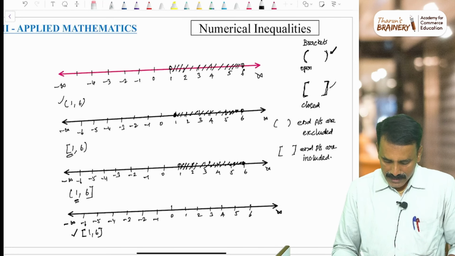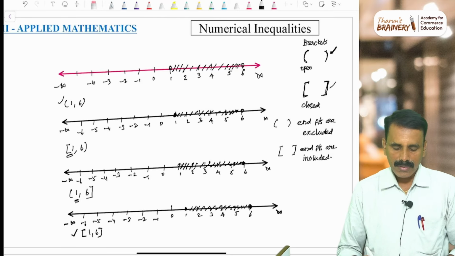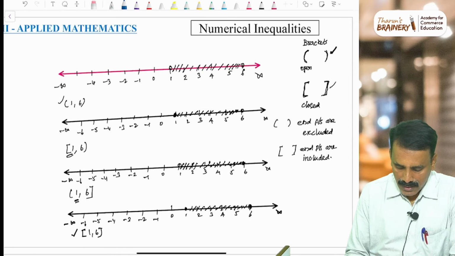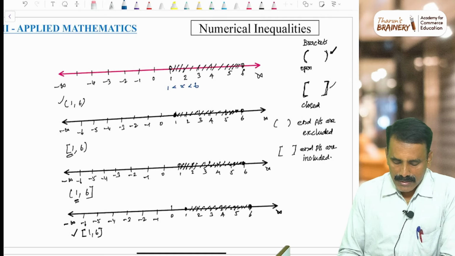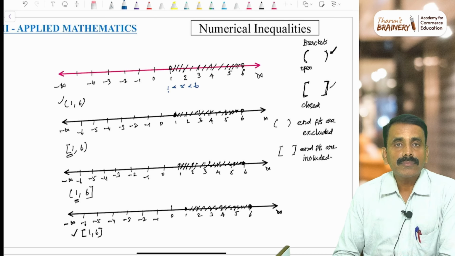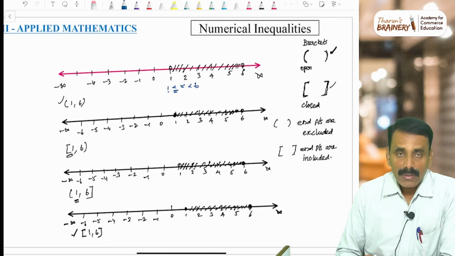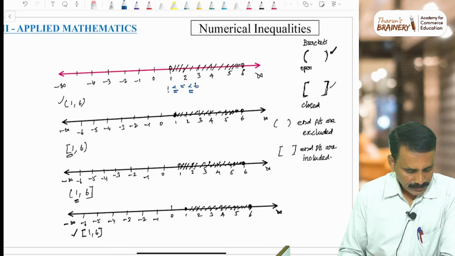Now 1 comma 6. So 1 is shaded and 6 also shaded and we are going to take all the points in between 1 and 6. Is it clear? Now this is the inequality 1 less than x less than 6. So here x is going to lie between 1 and 6. So how to read this one? 1 less than x less than 6. This is called strict inequality.